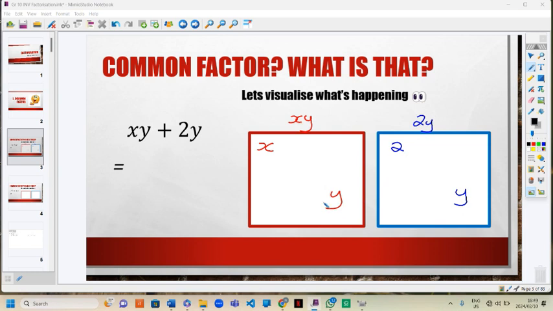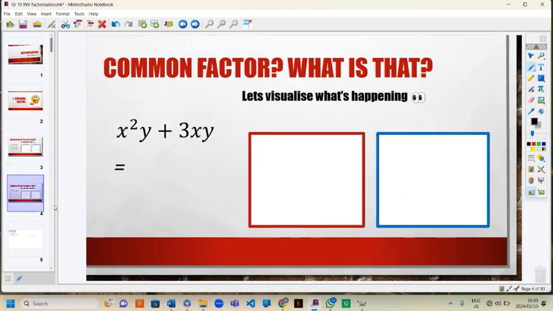I can take a y out of this box and a y out of that box. So what am I taking out of both boxes? A y. And what's left in this box? An x. And over there, a plus 2. Now we're back to the question I had at the top. That's basically just common factor. That's factorizing. Pretty simple. All right, let's go to the next example.